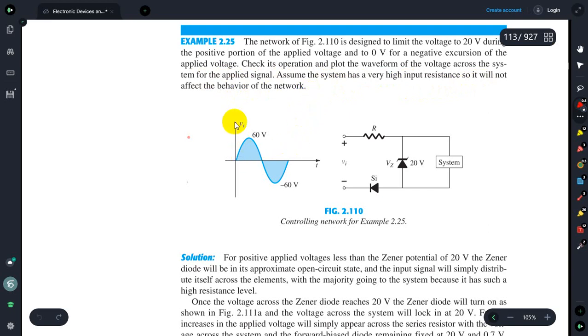So look over here. This is the input voltage Vi you are applying to the network. This is the resistance R. This is the zener diode, Vz equal to 20 volts in this case. You want to limit the voltage to 20 volts, so the zener diode has a rating of 20 volts. Zener voltage 20 volts. And this is one silicon diode, and this is the system.